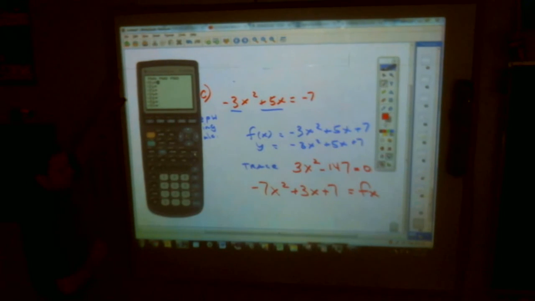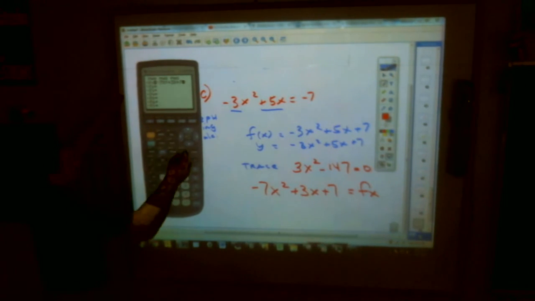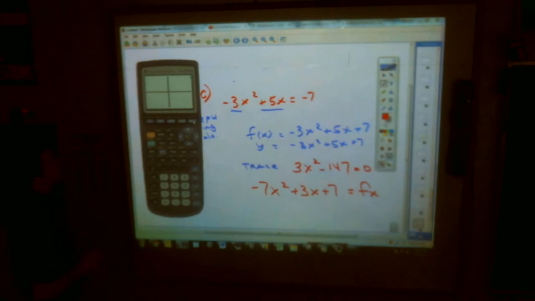Do we put minus? Your windows are all messed up. Negative sign. Negative 7x squared plus x. Oh my gosh. Error. I got an error for the one on the right. Can you show the windows?